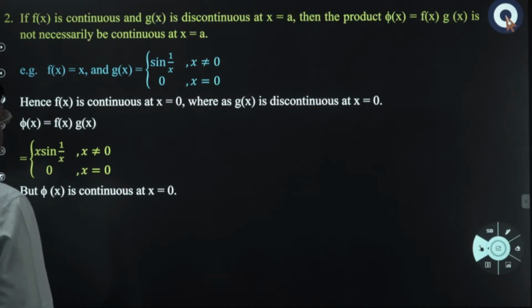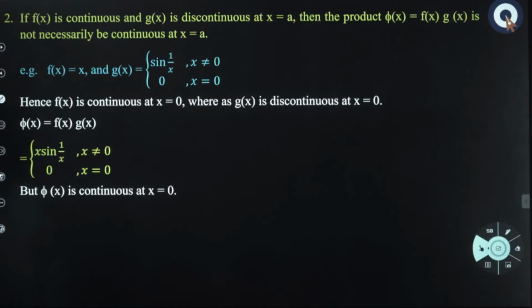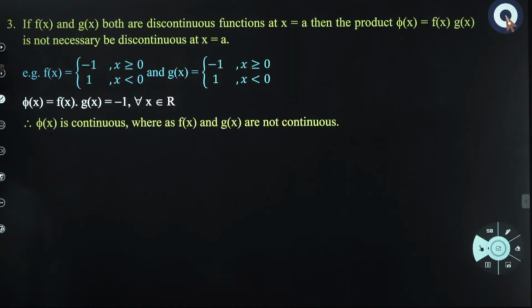Product is not necessarily continuous. If f(x) is continuous and g(x) is discontinuous, then you can just generalize whether f(x) into g(x) is continuous or not continuous. So a few counter examples can be given. So quickly have a look at it. If there are two functions, let us say f and g, and both are discontinuous at a point a, then the product need not necessarily be discontinuous at a. A counter example is given here. You can have a look at it.